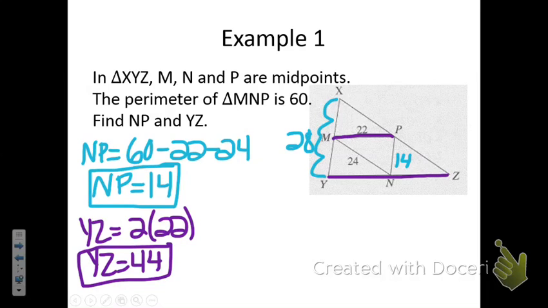What about X to Z? What would it be? Well, X to Z is parallel to which one? Yeah, MN. So MN is 24, which would be half. Double it, gives me 48.